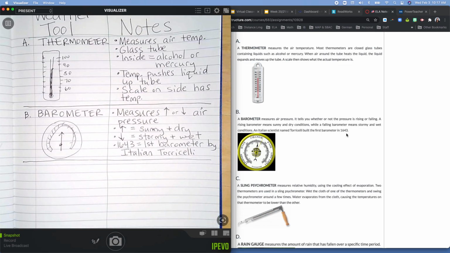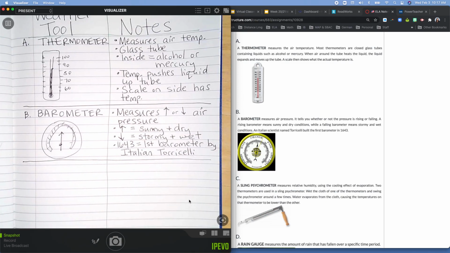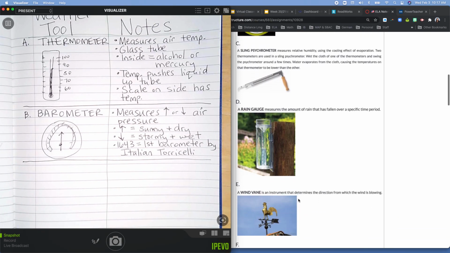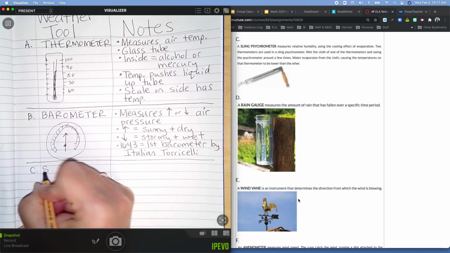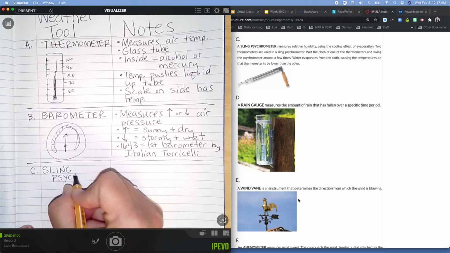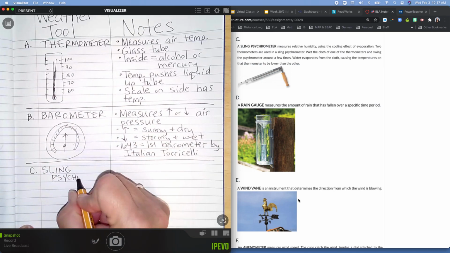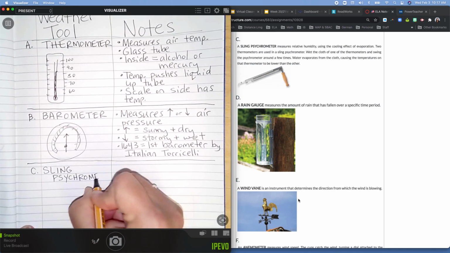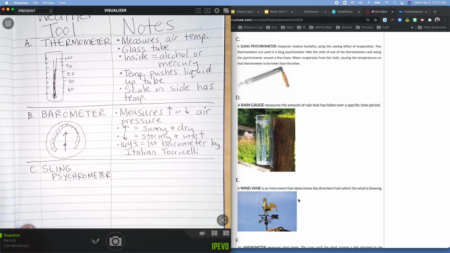All right, we are ready for C now. C is a new tool for me. I have not heard of this tool before. A Sling Cyclometer. Everyone say that. A Sling Psych. That's a pretty common prefix. Cyclometer. I didn't think I'd have room for it on all of it on one line, so I moved it.